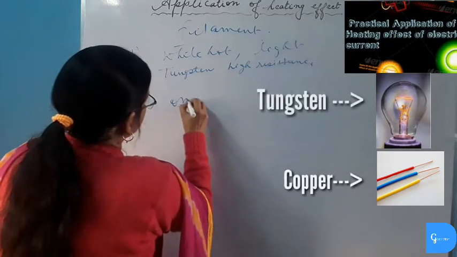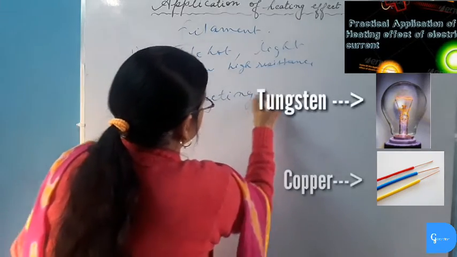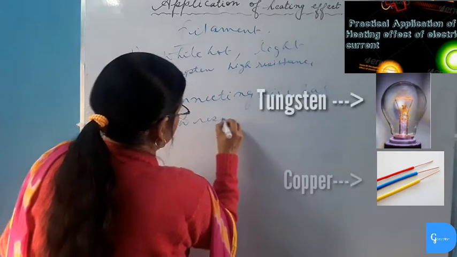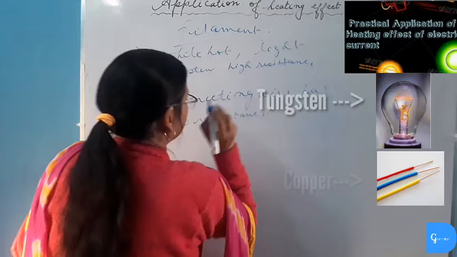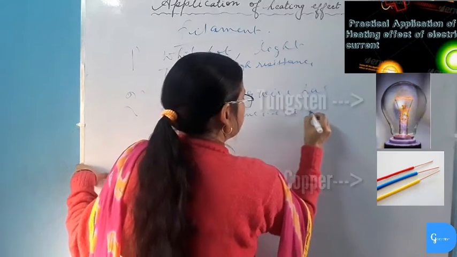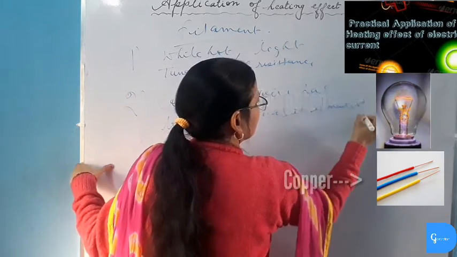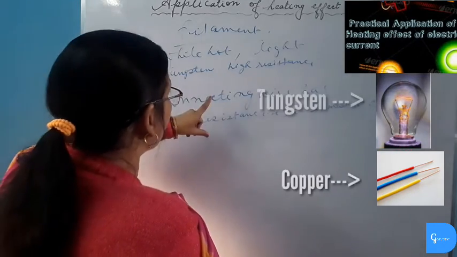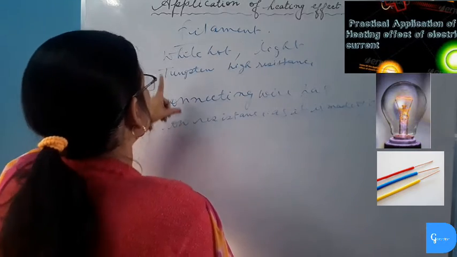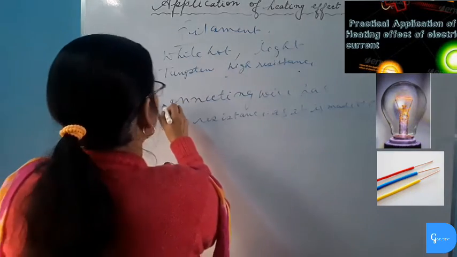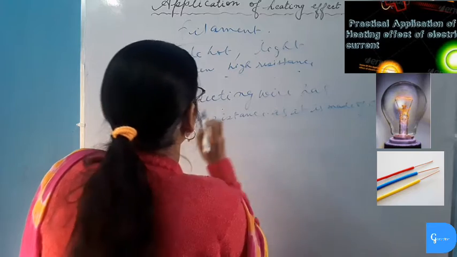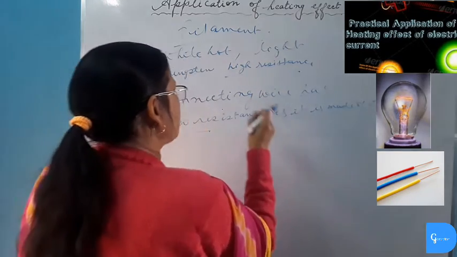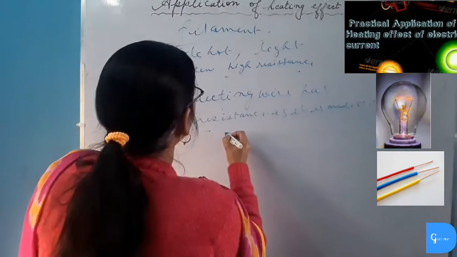So the connecting wire has low resistance, as it is made of copper or aluminum. This is the difference. The filament wire becomes white hot and then emits light because tungsten has very high resistance, whereas the connecting wires which are used to connect the bulb to the main supply have very low resistance. They are made of copper or aluminum, so they produce negligible heat and do not become hot and do not emit light.